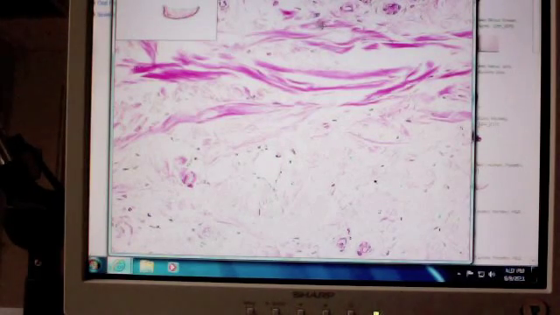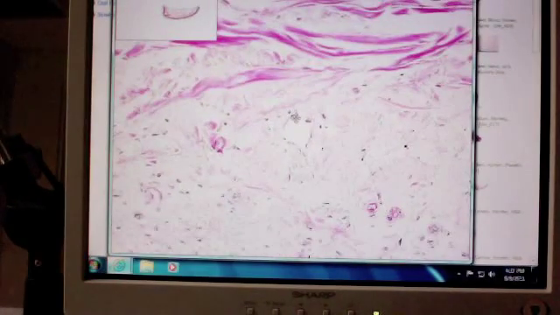So if I spanned the pointer here and said name this tissue. Dense, irregular connective tissue. How do we tell the difference between the two? Now notice I did not stick my pointer over here, because this is what I call the hybrid tissue. It's not one or the other.